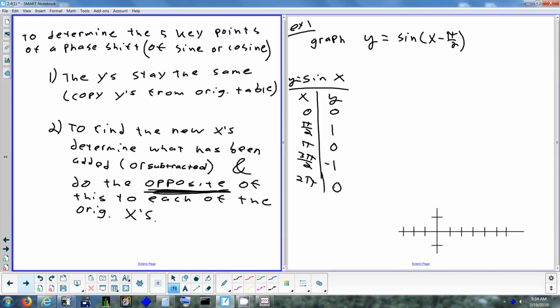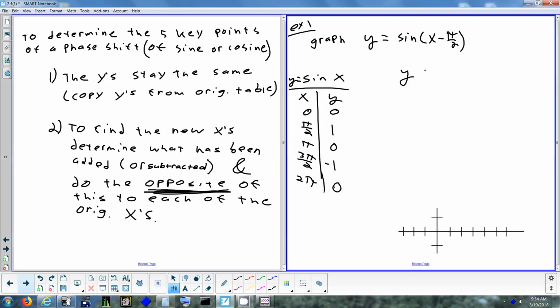Okay, so let's look at this graph. What I've done here, I'm not going to do it on every problem, but I put the original table, so you already have that in your notes. I just copied it so I didn't have to flip back to the previous slides. Okay, so we're going to make a table for our new graph.